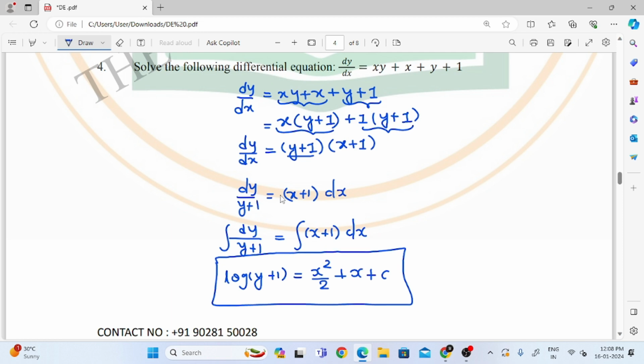Okay, so this is the previous year board question paper. We will get questions on order and degree from this chapter, as well as how to form the differential equation and how to solve for the general solution of any differential equation. Okay, so we'll stop here.